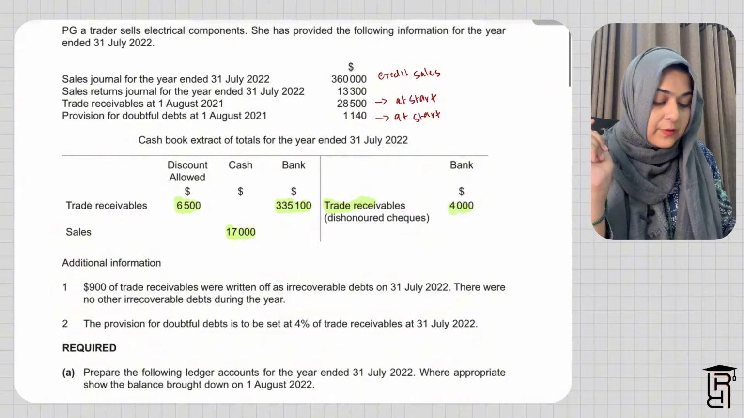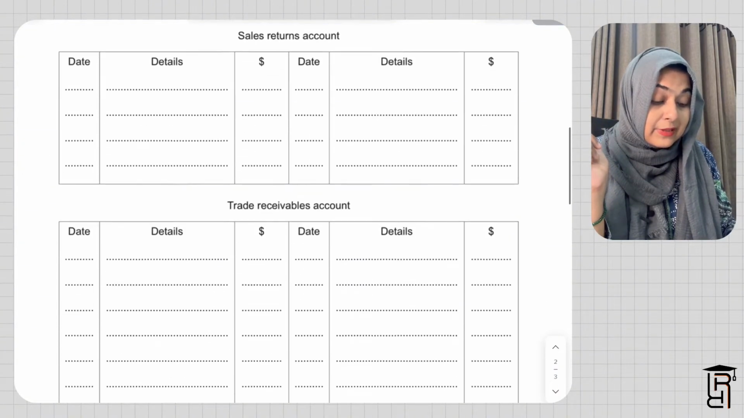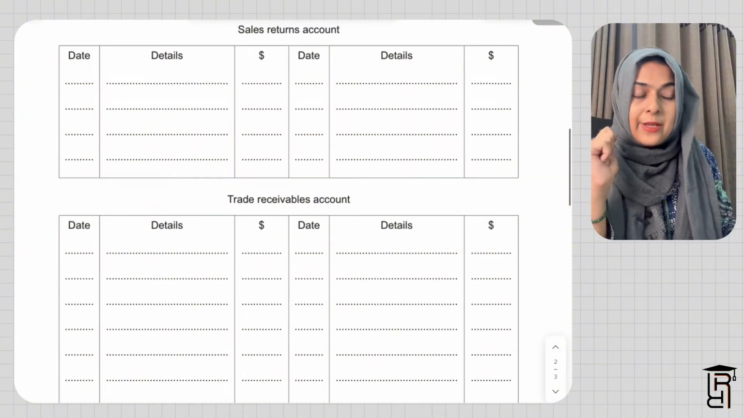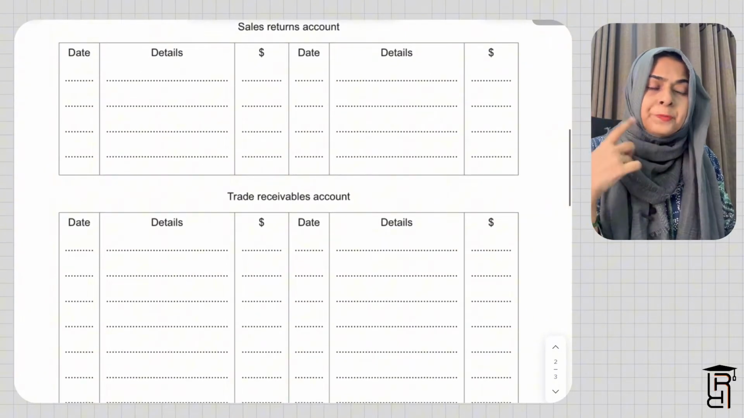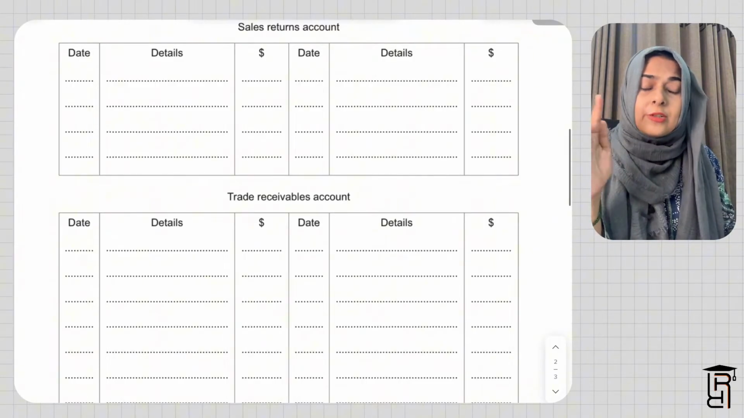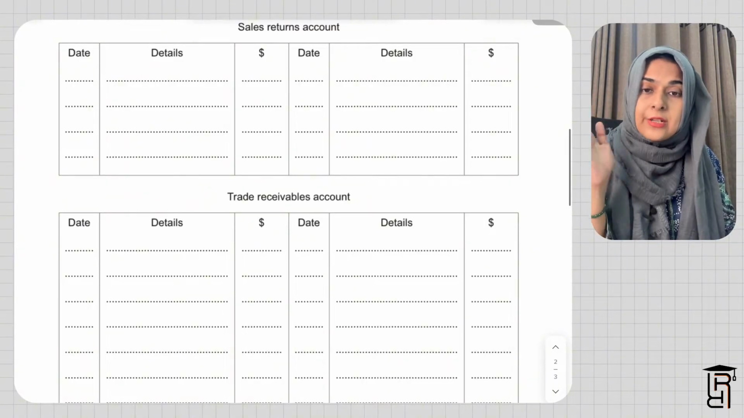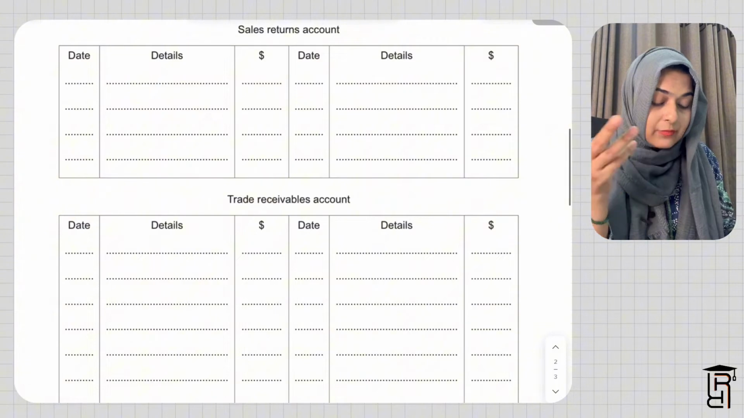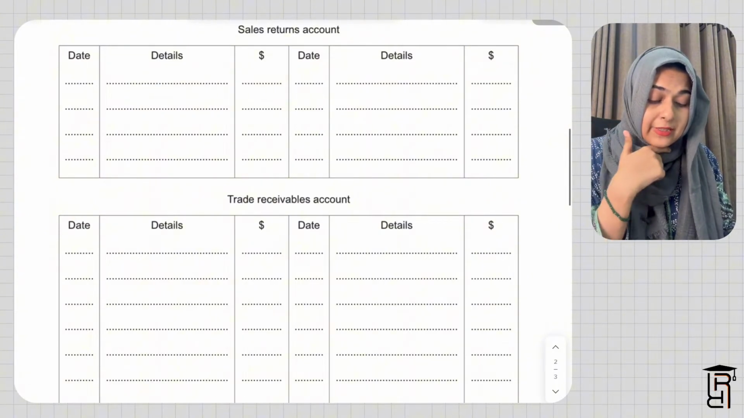One of the requirements of the question here is to make the trade receivables T account, which is also our sales ledger control account, because in one of my videos also I told you that when you are making a sales ledger control account, it's like you are making a total trade receivables account, which we'll be making in this question as well, because it's the requirement of the question that we need to make the total trade receivables account.